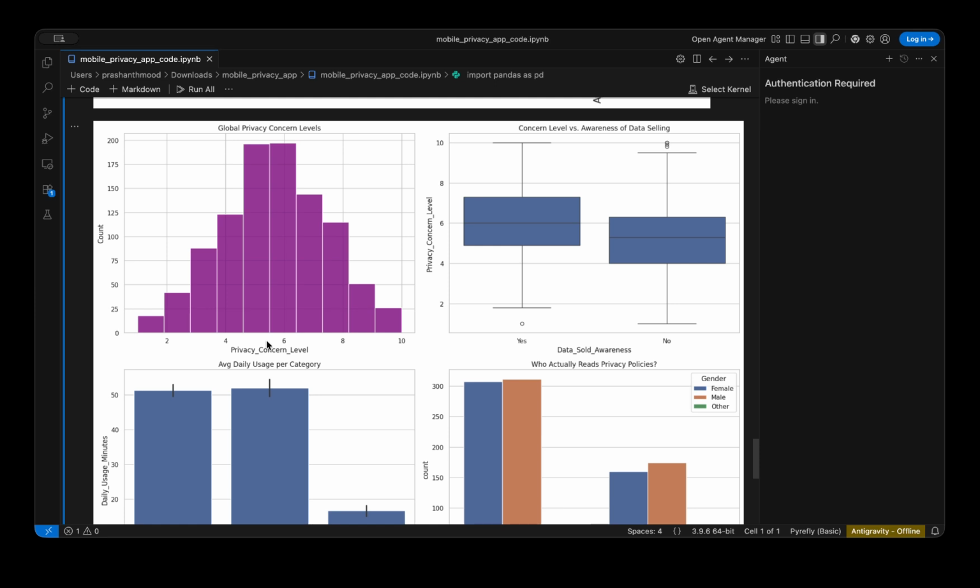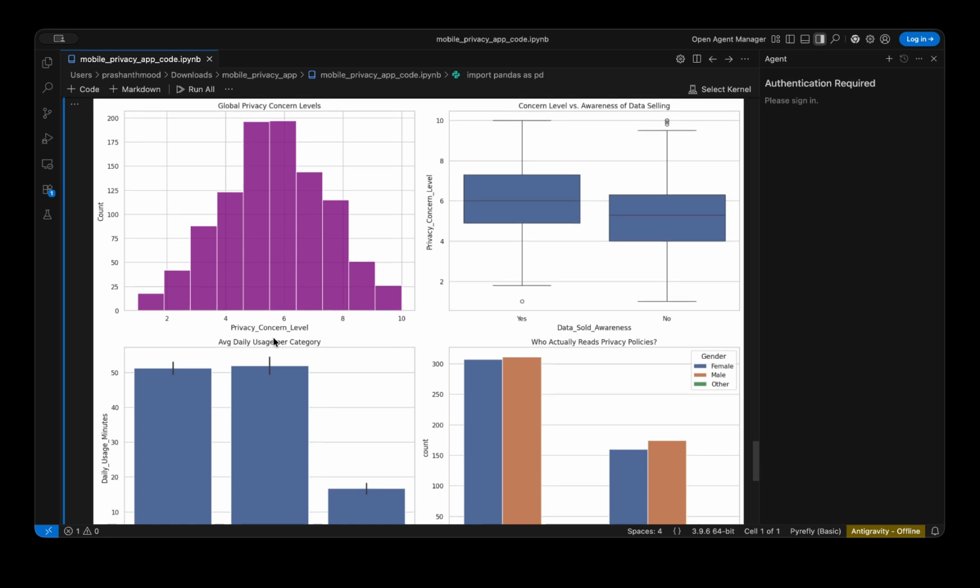The key finding summary. Finding 1, moderate consent, not alarm. The average privacy consent level is 5.6 out of 10. Users care but not deeply enough to change most of their behavior. Nearly half don't know their data is sold. 47% of users are unaware that their data is being monetized. Awareness campaigns are clearly needed.